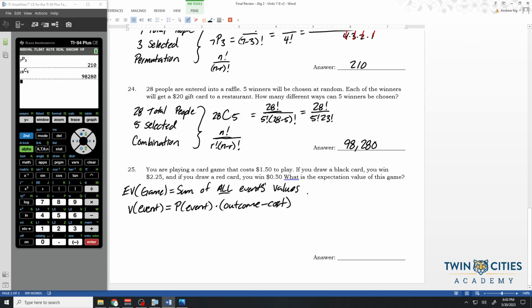So the outcome, another way to think of that is the winnings. What do you get when this happens? What do you get when you draw a black card? What do you get when you draw a red card? So there are 2 events here, and the game actually advertises both of them. So we've got the value of black card and the value of red card.